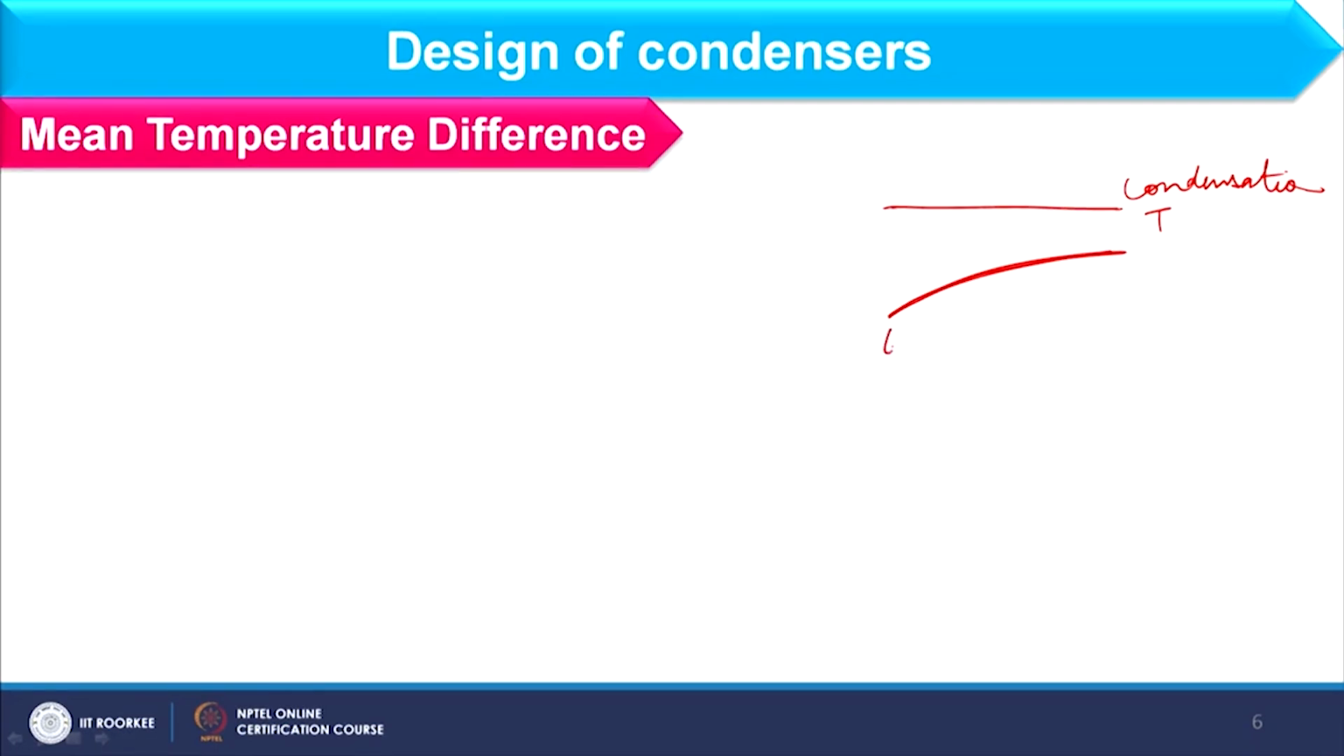So, what will happen if this is T A and this is T B? What will happen? In this case, the exit temperature of the coolant will never be more than the saturation temperature of the condensate. So, in this case, how do you find out the mean temperature difference?